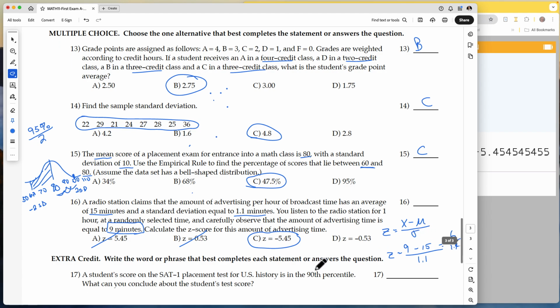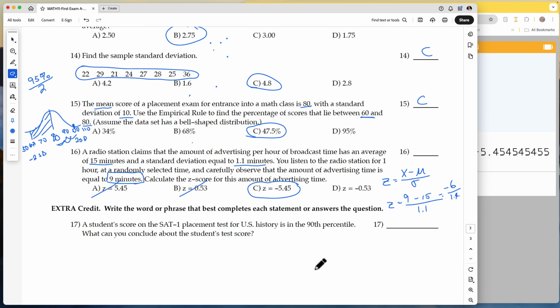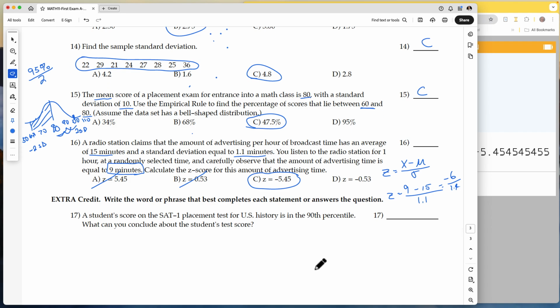So the last one, we'll go ahead and do this. A student's score on the SAT-1 placement test for U.S. history is at the 90th percentile. What can you conclude about this student's test score? Well, 90th percentile means, here's the 90th. There's 100 percentiles. 100 is the highest, means you scored better than 100%. This means that the student scored better than 90%.